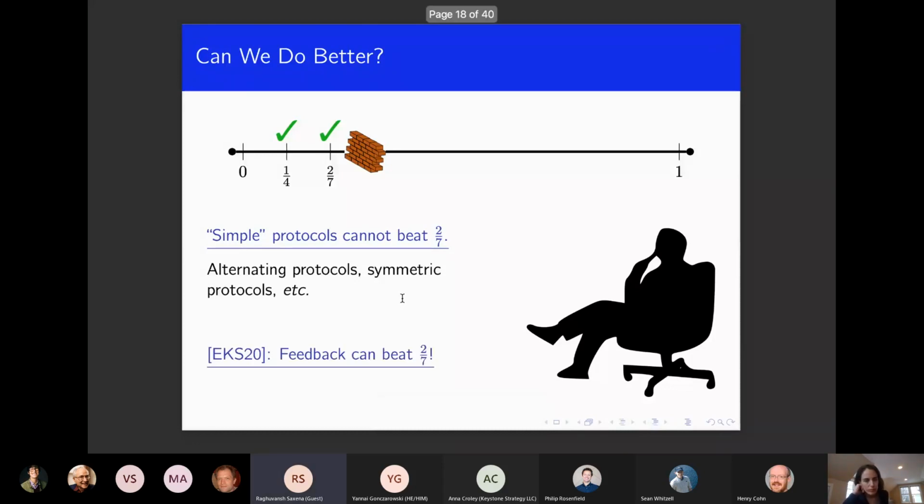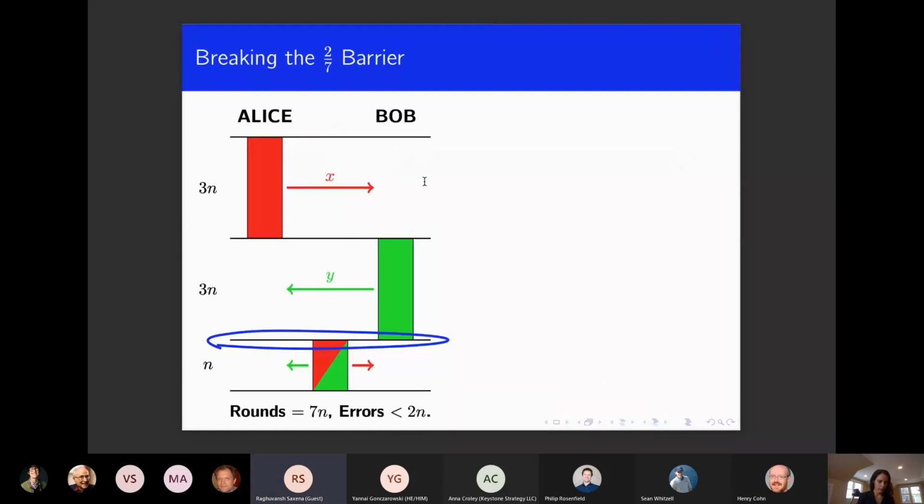But what we show is that using one new idea, which is the idea of feedback, you can get an error resilience that is larger than 2/7. And this is what I'll describe next. I will describe how one idea helps us break this barrier, and we're actually the first to do that. So let's see. We again have this protocol.